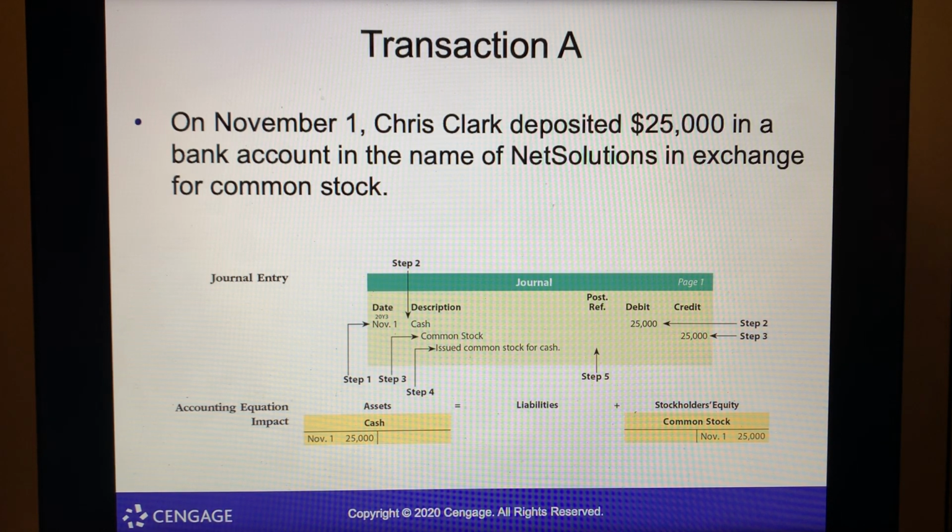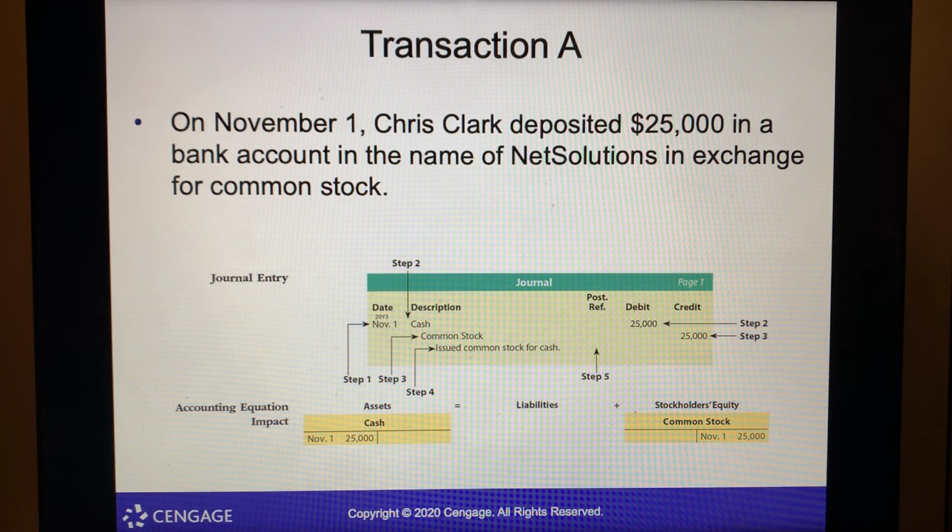So as you can tell right now, 25,000, as it said, the date, November 1, that's your step 1. Your step 2 is putting it in as your descriptor column, cash, and then you debit in the debit column for 25,000. Step 3, you put 25,000. Don't forget, when there's a debit, there's always a credit. So step 3 right there, it's 25,000.